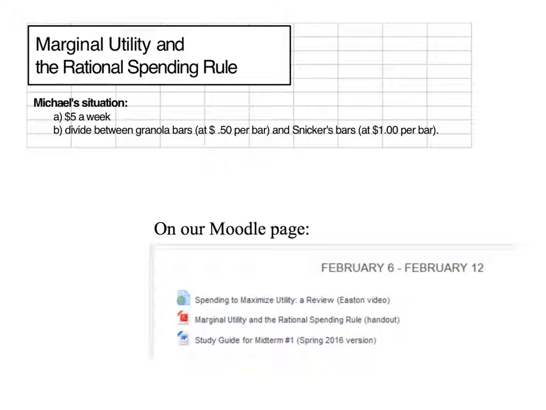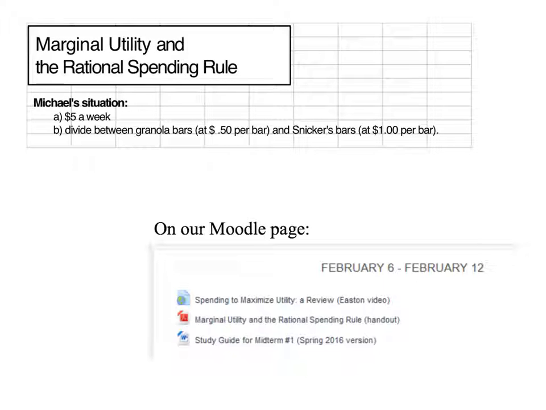Michael has a budget of $5 a week, and he must divide it between granola bars, which sell for 50 cents per bar, and Snickers bars, which sell for $1 per bar. We're going to use this situation to illustrate the rational spending rule that we learned about in the previous video.